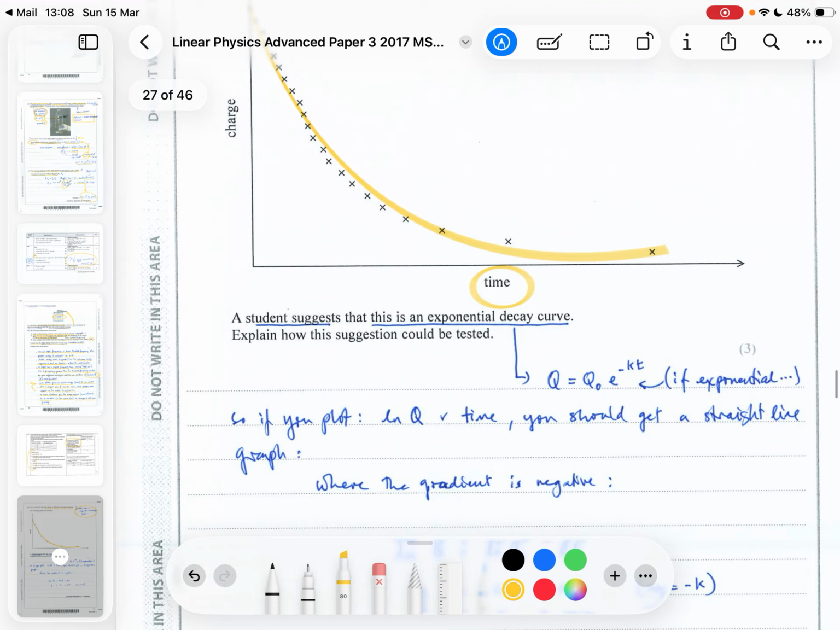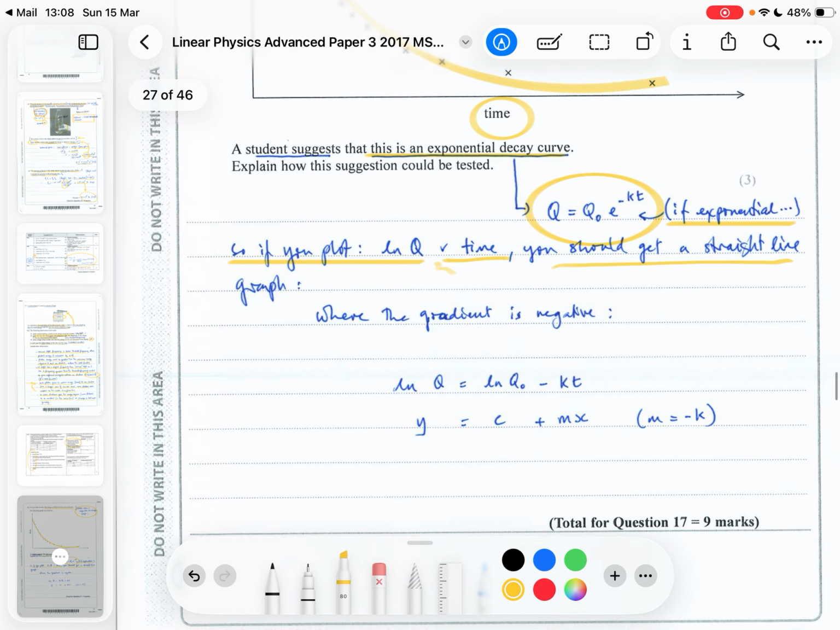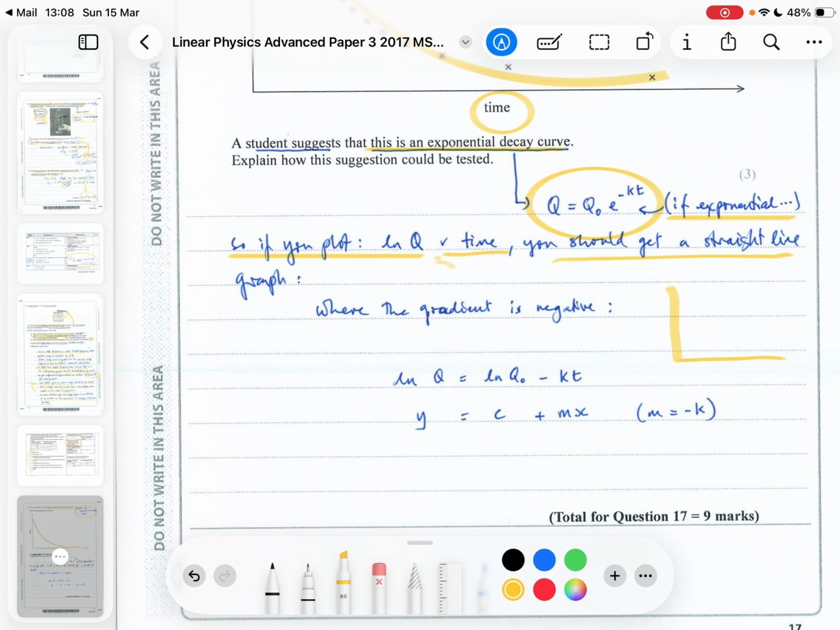Students suggest that this is an exponential decay curve. Well, if that's true, it should follow this rule, where Q should equal Q naught e to the minus a constant multiplied by time. Yes, if it's exponential, that must be followed. So if you plot this graph, if you take the values and plot it as ln Q against time, and if it is exponential, you should get a straight line graph, which would have a negative gradient. So basically will look like this. Well, that will be the initial charge value.